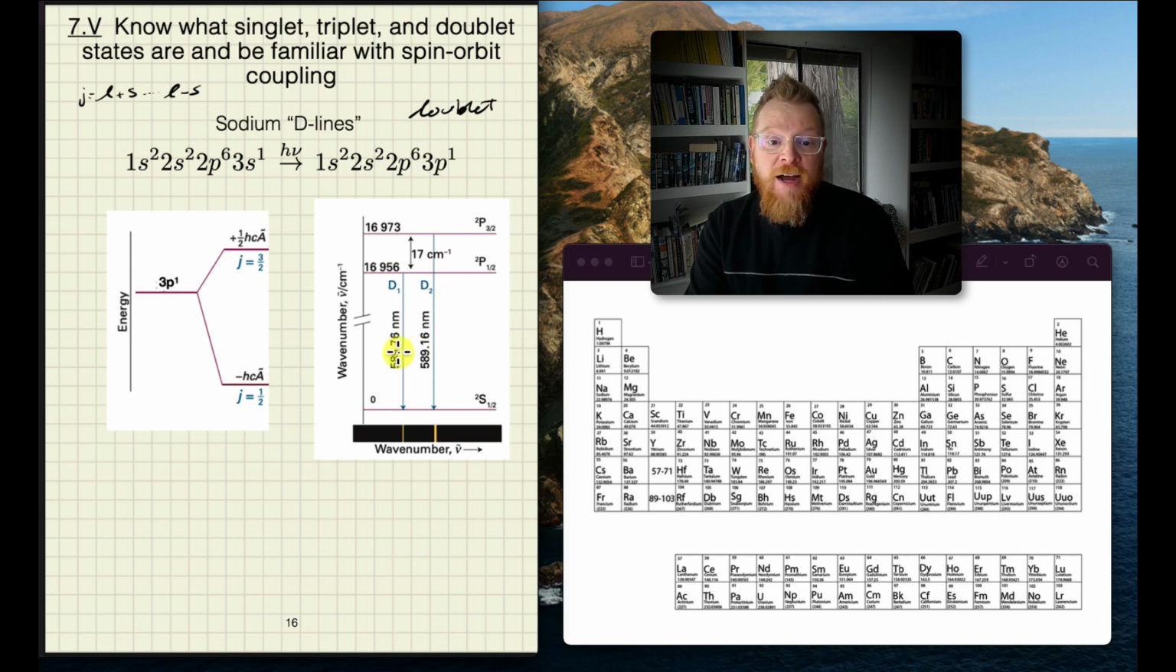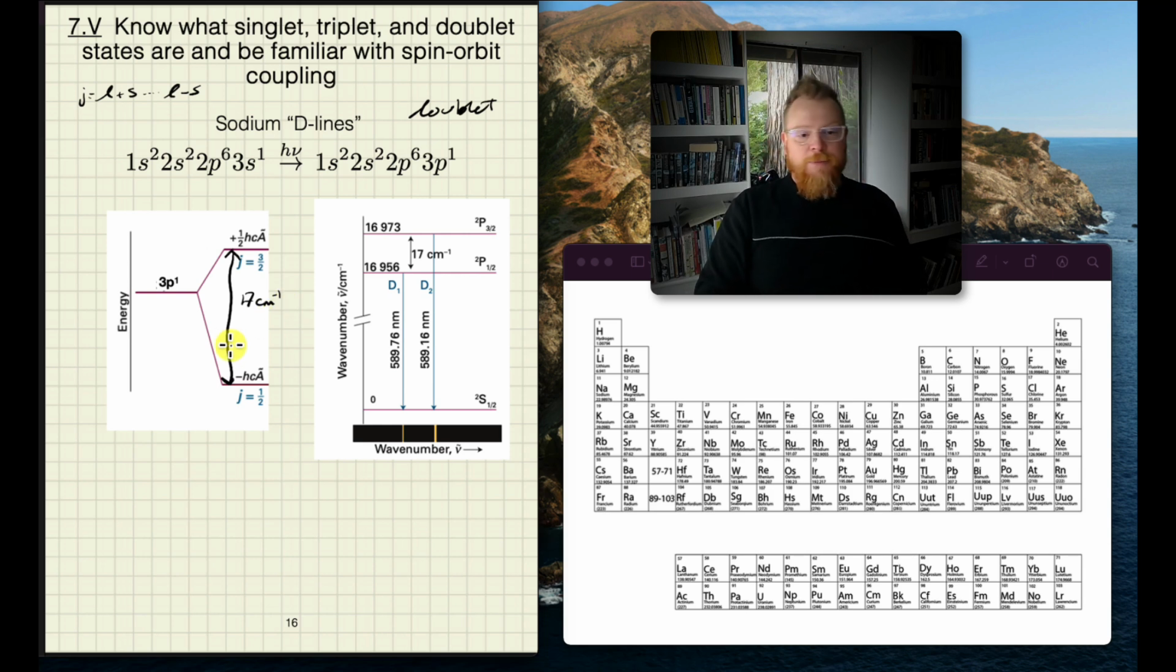As it turns out, if we look at this spectrum, we see this doublet line here separated by roughly 0.7 nanometers. That 0.7 nanometers corresponds to 17 wave numbers. So the level is split by this factor of 17 wave numbers. Well, that's not quite the value of our spin orbit splitting constant.